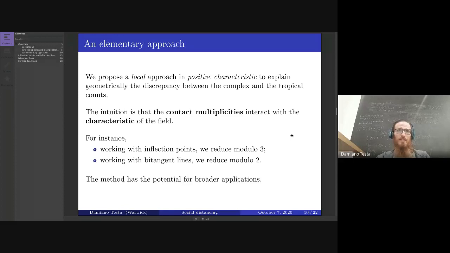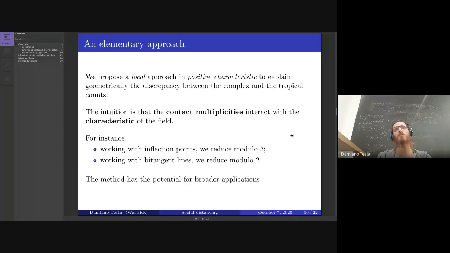As I've stressed multiple times now, we're trying to see how contact multiplicities interact with the characteristic of the field. If a contact multiplicity is a power of 2 or at least a multiple of 2 or of 3, then characteristic 2 or 3 will play a special role for the problem. So, for instance, for inflection lines we'll think about characteristic 3, and for bitangent lines we'll think about characteristic 2. And of course, these are just 2 examples, and I'll mention at the end of my talk a few examples where you see a similar behavior numerically.